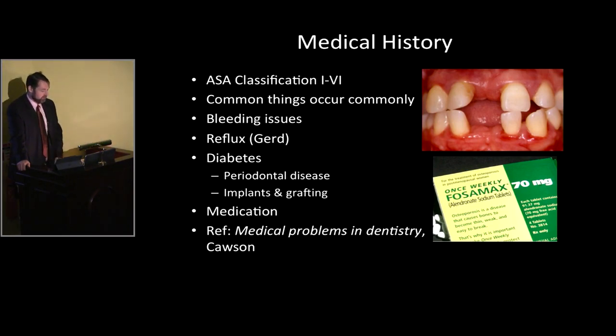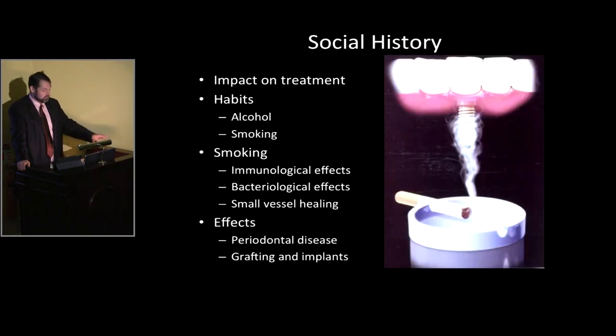You need to know about the various medications that people are taking because these can impact some of the treatments that we can offer for patients. A good reference for the exam and for your practice in general is Medical Problems in Dentistry by Cawson. You should find out a little bit more about the patient's background. What are their habits? Smoking is very, very important when it comes to the treatment of periodontal disease, for the placement of hard and soft tissue grafts, and for the placement of dental implants. You should be aware of the immunological effects of smoking, how it suppresses polymorphonuclear leucocytes, the effects of cigarette smoke on bacteria, and on small vessel healing post-surgical treatment.